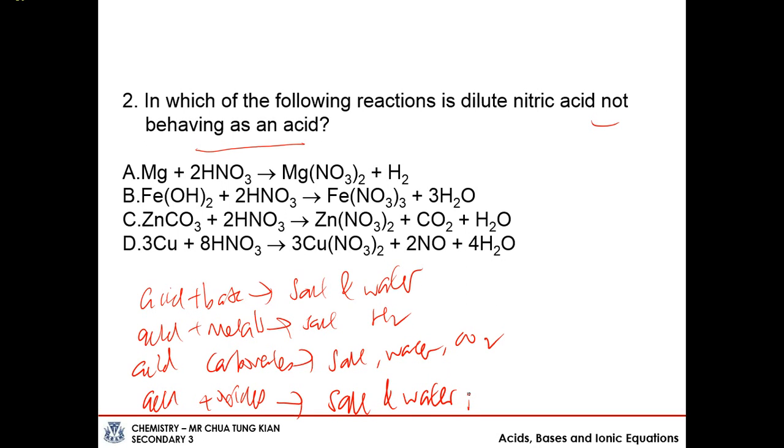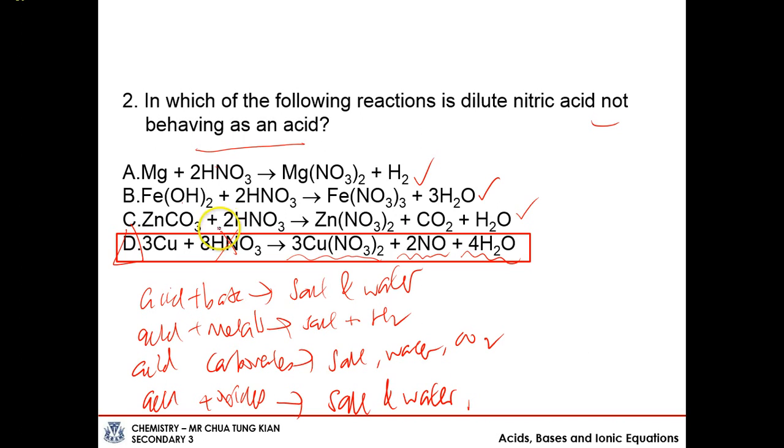So if we scan through these four equations here, I have an acid metal reaction giving me salt and hydrogen gas, so this is correct, it's behaving like an acid. I have an acid and a hydroxide here giving me salt and water, so this is correct. I have an acid with a carbonate giving me salt, water and carbon dioxide, so this is correct. And for the last one, I have an acid and a metal, which by right should give me salt and hydrogen gas, but I have a salt, I have NO, and I have water, I have no hydrogen gas. So in this case, dilute nitric acid is not behaving as an acid, so the answer is option D.